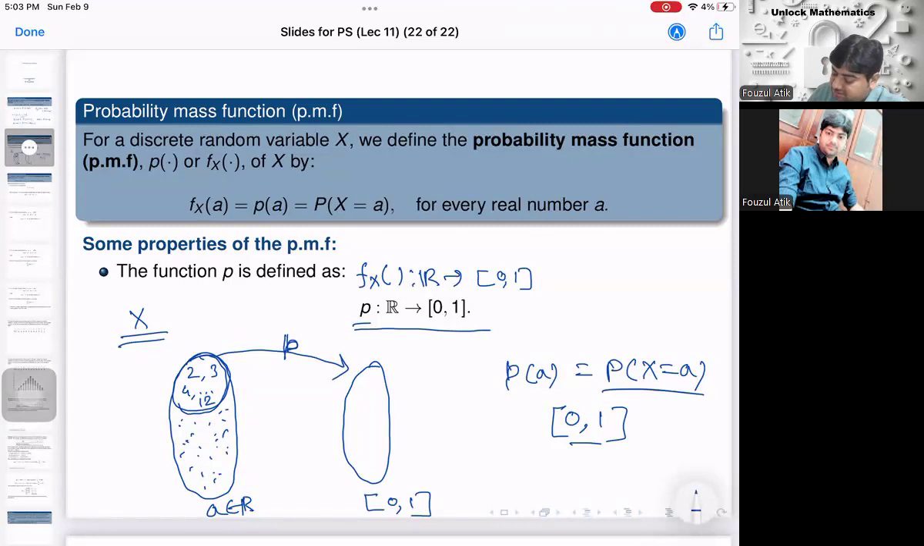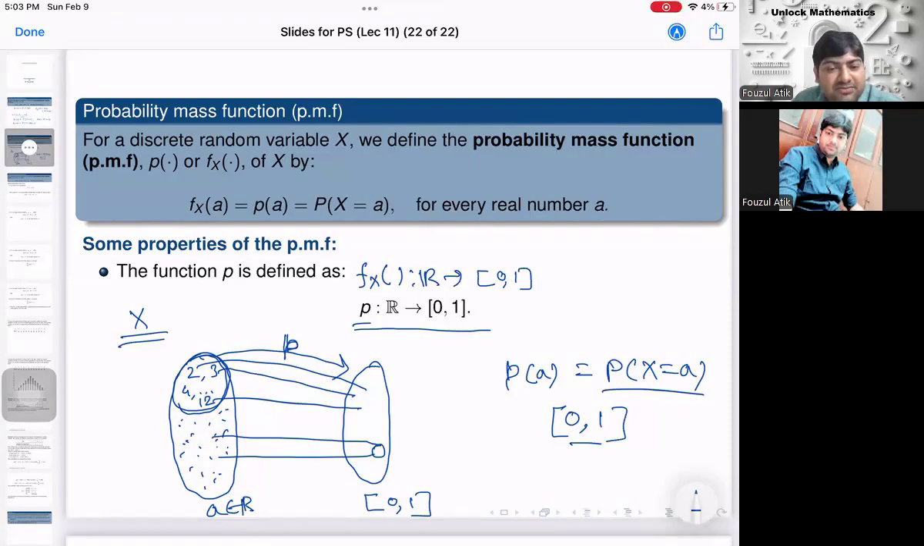So whenever P is taking values from this function, it may have some positive values. It may have zero values also, but it may have some positive values. But where the random variable does not take values, P is always 0. So these values are always 0.